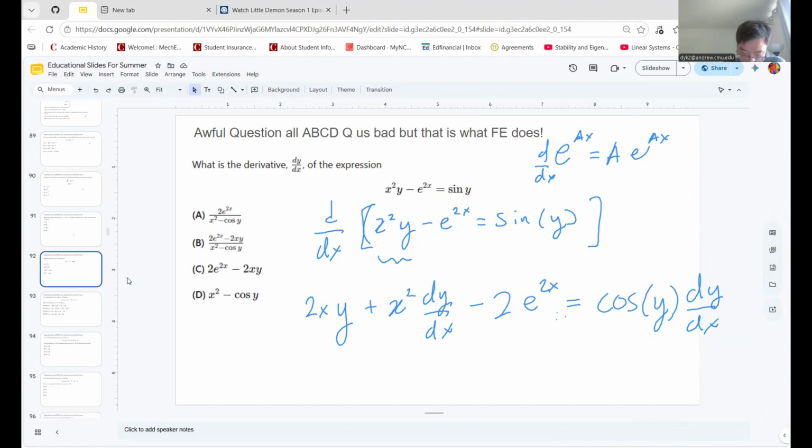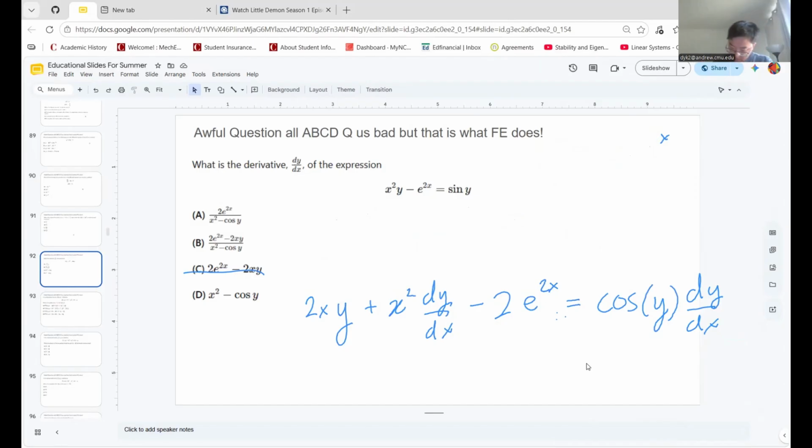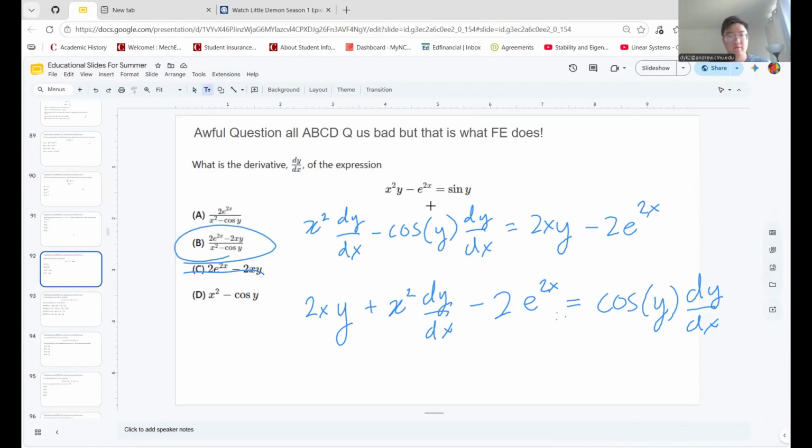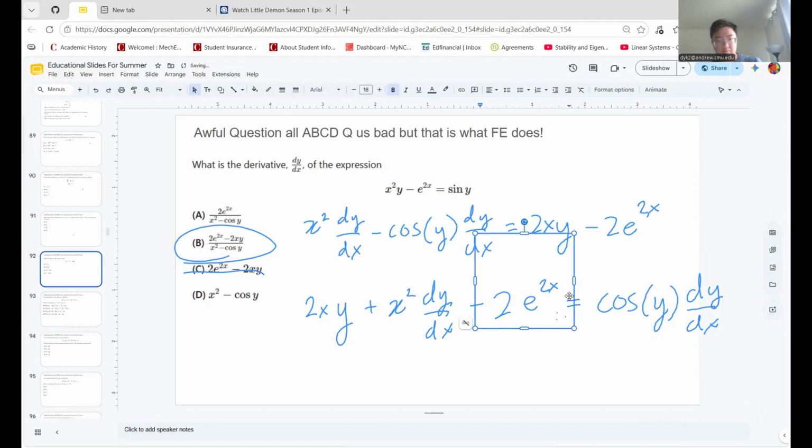Okay, so obviously this cannot be the answer. C cannot be the answer because there's none of them. So over here, I might need more space. I hope in the actual test there's a lot more space. But over here, you can see that we can move everything that's associated to x squared dy dx, by chain rule, and minus cosine y dy dx equals 2x y minus 2e 2x, hopefully. And I can already see that most likely the answer will be B. I'm just going to bet on that.